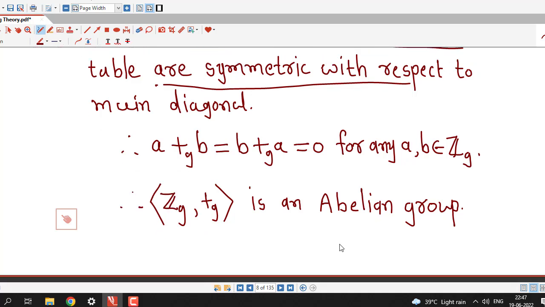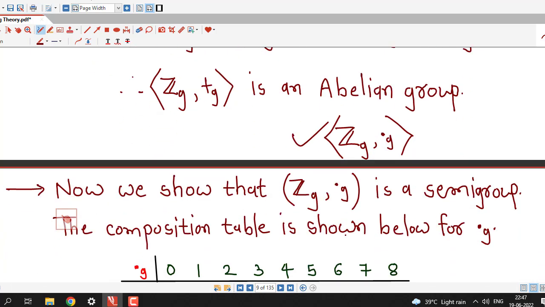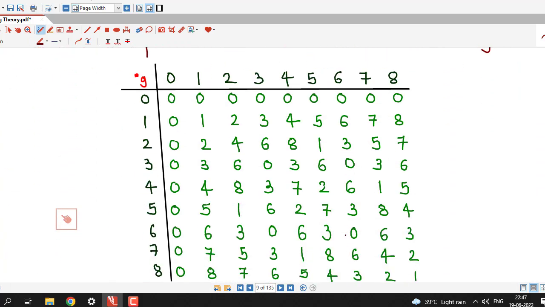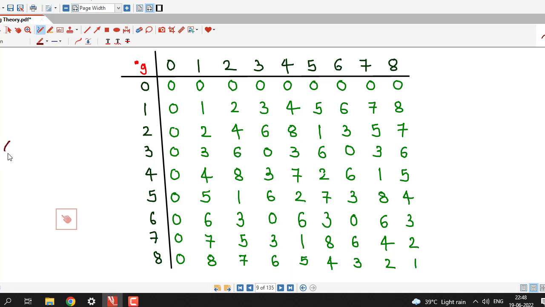Now we have to prove that Z9 is a semigroup under multiplication modulo 9. So again we have to prepare the table for multiplication modulo 9. So that I have prepared here. Here we will use the fact that if we consider a multiplication modulo 9 b, then I have to find out the remainder when a into b is divided by 9. So using this definition of multiplication modulo, I have prepared this table.